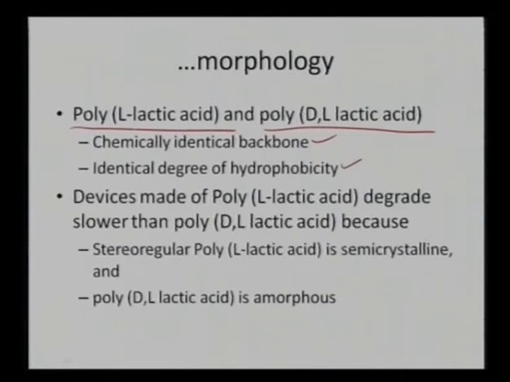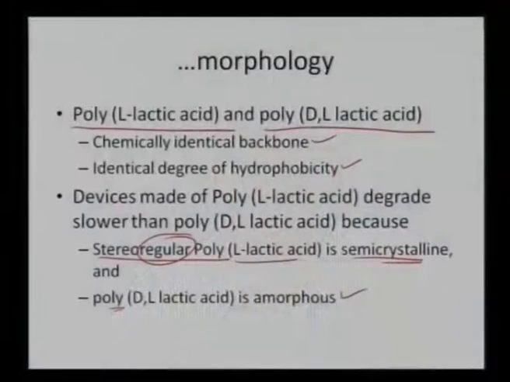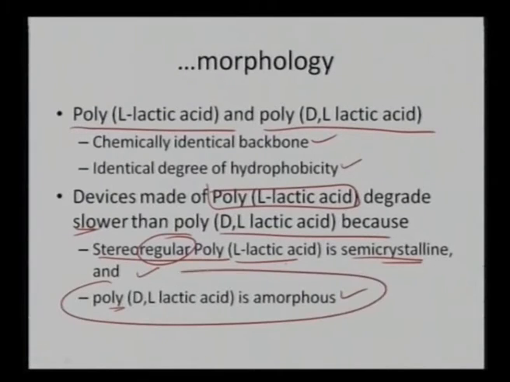Poly L-lactic acid and poly DL-lactic acid have similar chemical nature and similar hydrophobicity, but because of the difference in crystallinity, they behave differently. Stereoregular poly L-lactic acid is semi-crystalline in nature, whereas poly DL-lactic acid is amorphous. Since poly L-lactic acid has many more crystalline regimes, it degrades at a much slower rate. So devices made of poly L-lactic acid will degrade at a much slower rate than those made of poly DL-lactic acid, because poly DL-lactic acid is amorphous in nature.